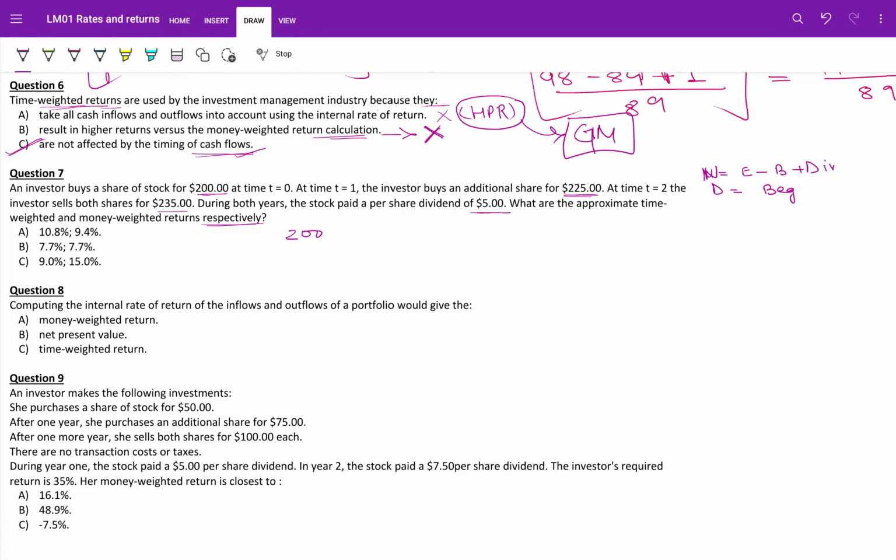The investor buys an additional share at 225. So this 225 becomes the ending value. We are going to subtract 200 and add the dividend. So we started from 200. This is our HPR1. 230 minus 200 is going to be 30, divided by 200. This is somewhere around 15%.